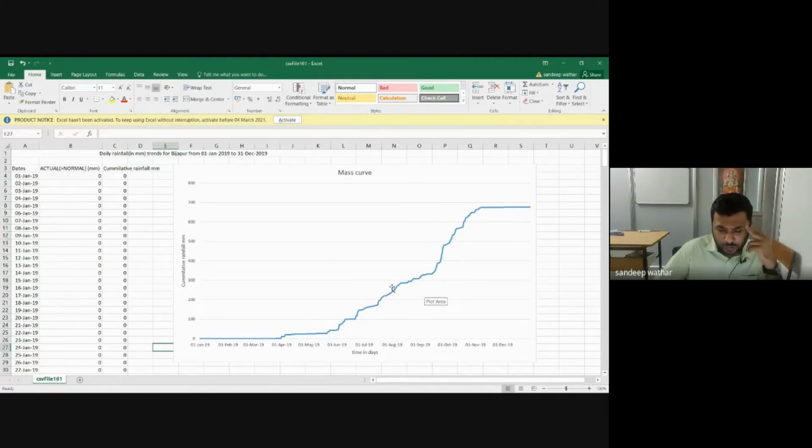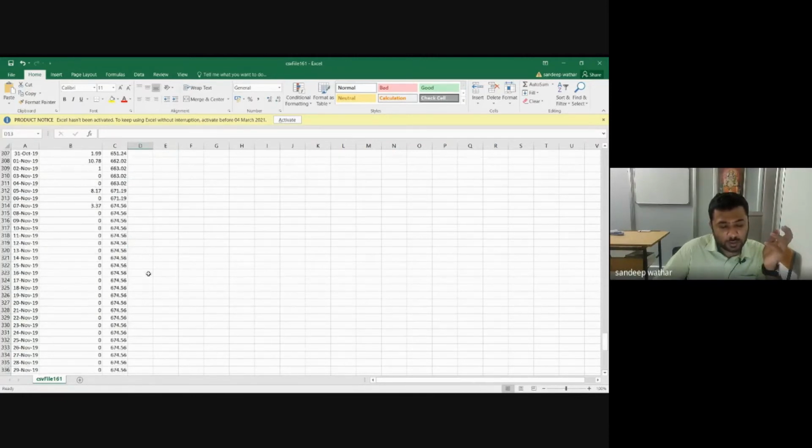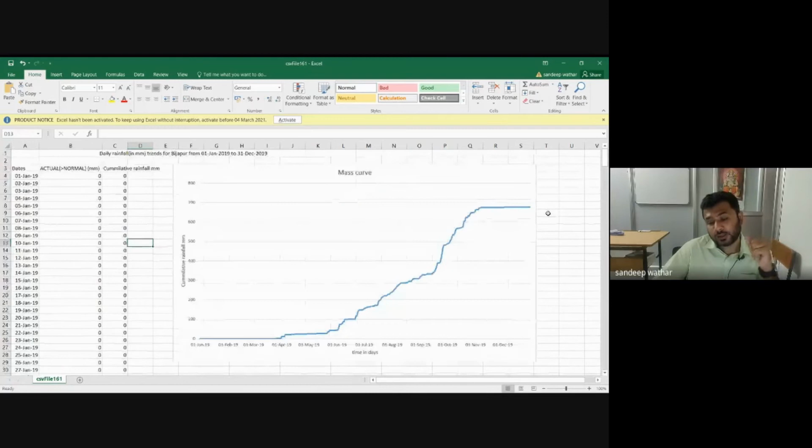Now you can also understand the total amount of rainfall that has been received at any given place. It is nearly 700, let me call it 680 or something. I can tell you the exact value by scrolling down. So it is 676.71. That is the total amount of rainfall that took place in the year 2019, that Bijapur district has received. So this is the importance of this curve.